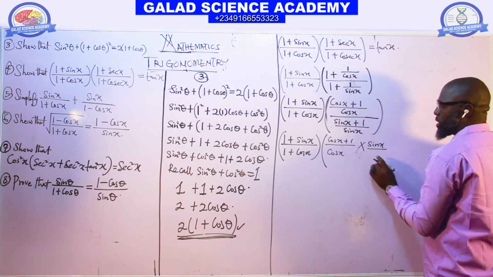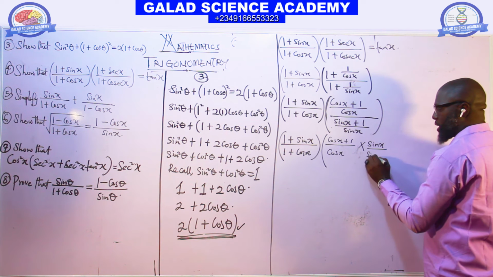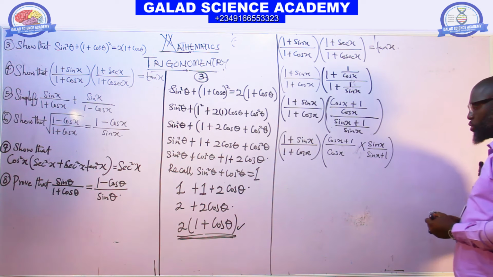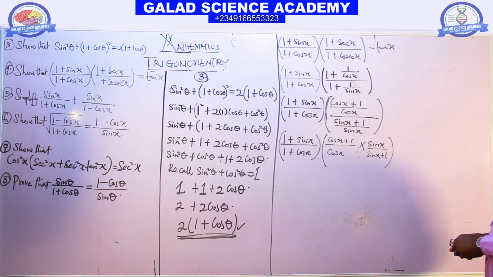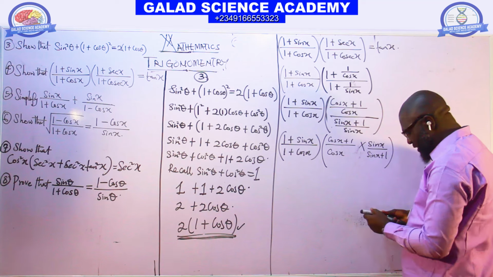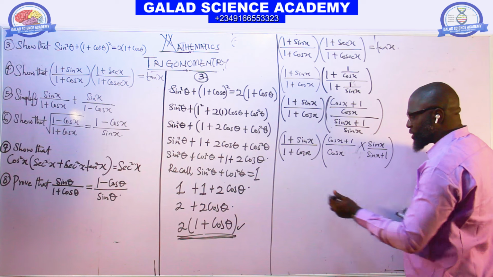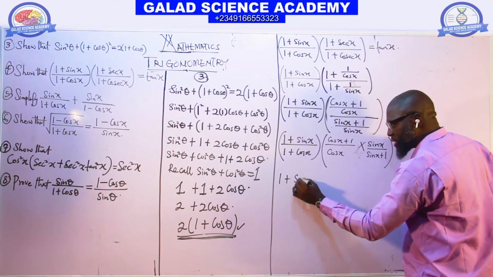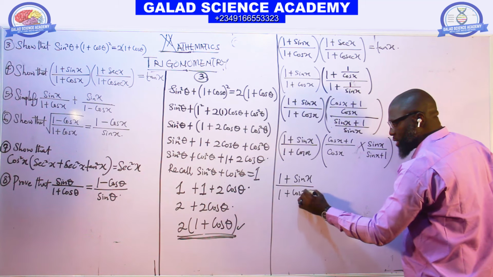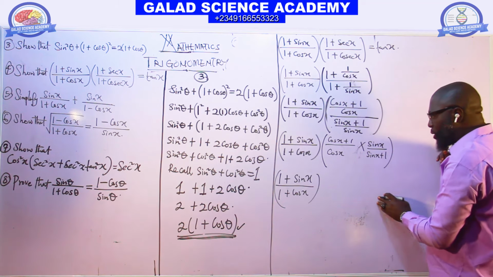Sin x over what? Sin x plus what? Plus 1. Good. So if we multiply this now, this is going to give us what? 1 plus sin x over 1 plus what? Cos x. If we multiply this one, we are going to have what?